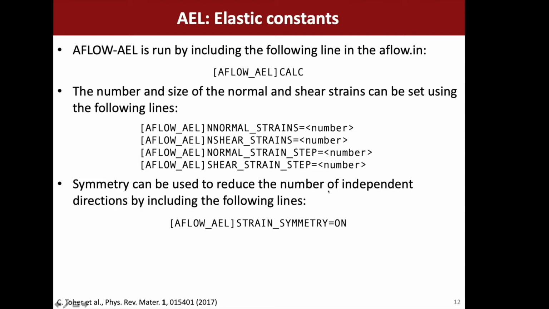And again, if you switch this to off, you can then do the calculations in each of the three directions. This is useful if you want to check if you have errors. So you can make sure that the calculations in all three directions are giving you the same results, and you can get a feel for what the size of the numerical error is.